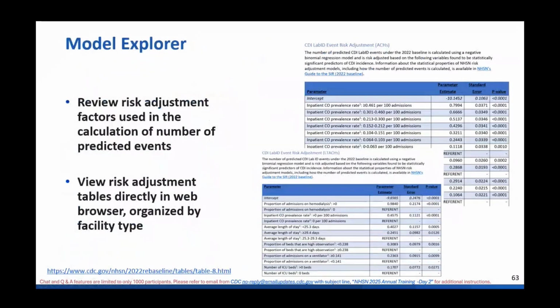And then, as we mentioned before, and have been plugging for a while, the Model Explorer. Again, this is a location where you're able to review the risk adjustment factors used in the calculation of the number of predicted events. And you're also able to view these tables directly within a web browser by HAI and by facility type.